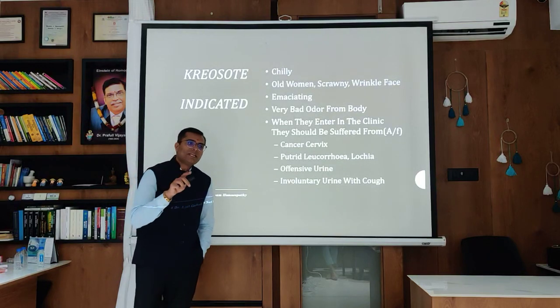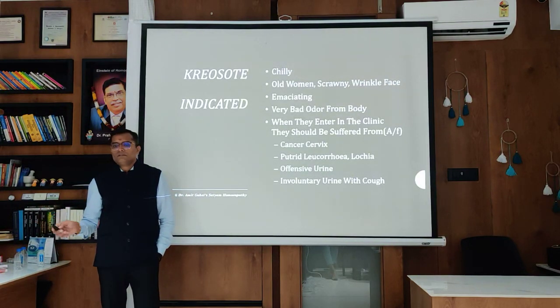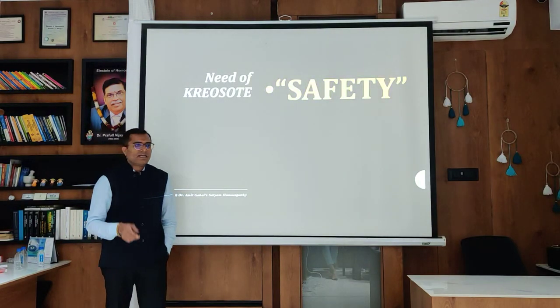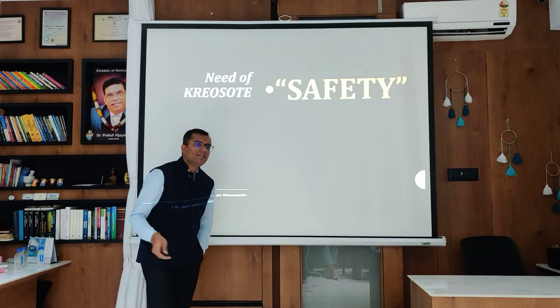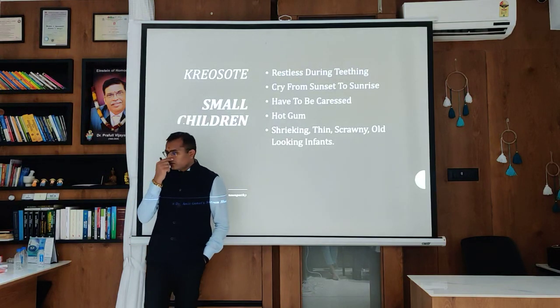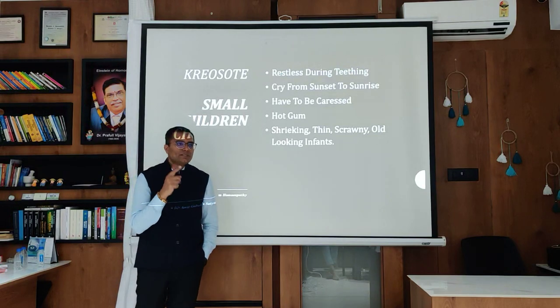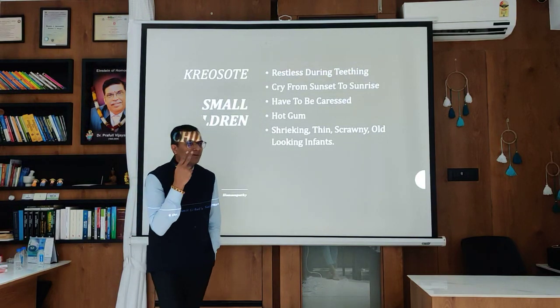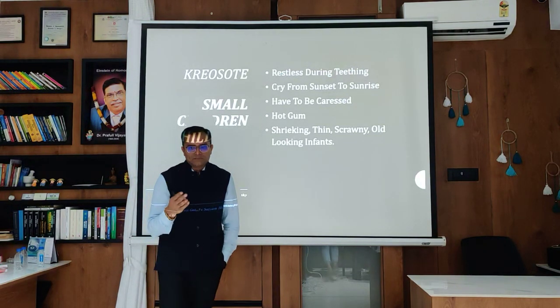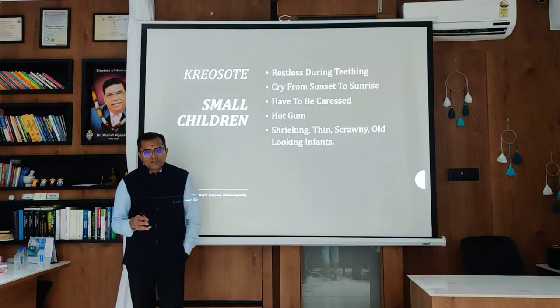When they enter your clinic, the clinic becomes so offensive. This is creosote. Again, the need of creosote, as with all carbons, is safety. In small children, when you think of creosote, there is decay of the teeth. Teeth decay as soon as they appear. There are bleeding gums, shrieking, thin, crowning, old-looking infants who cry from sunset to sunrise.